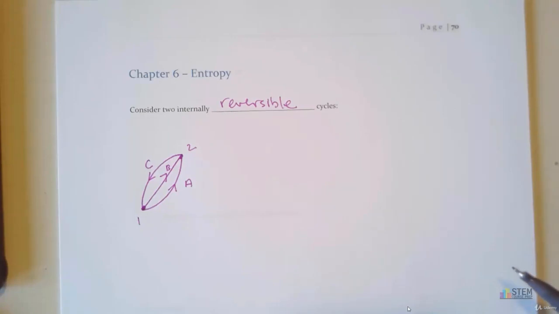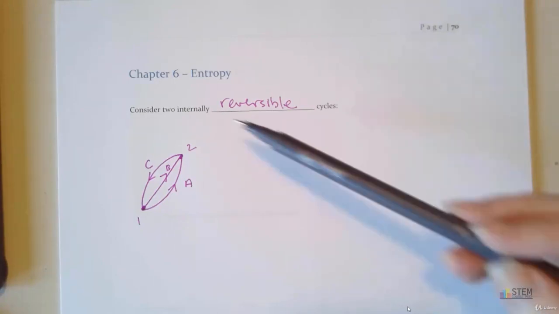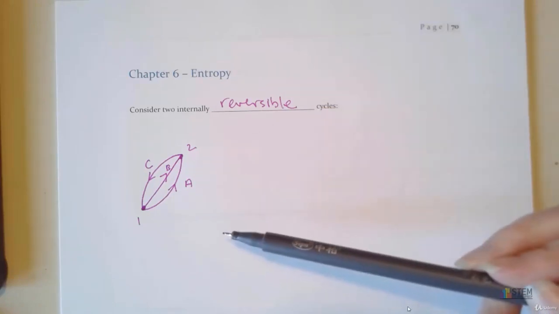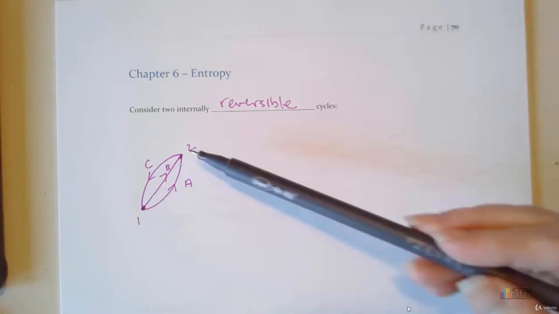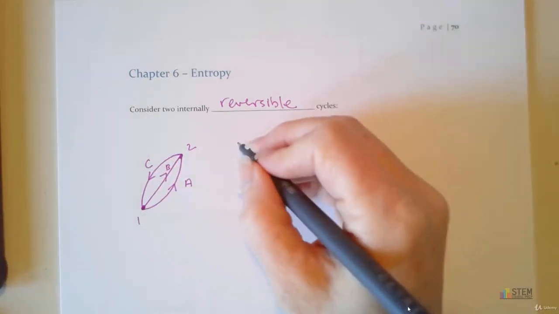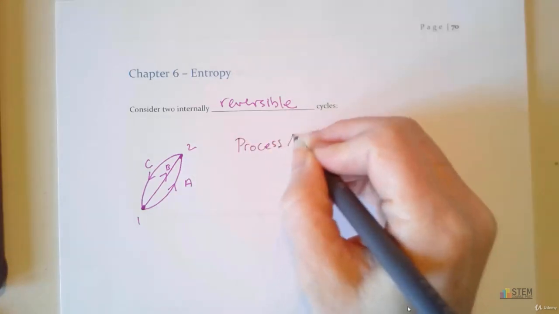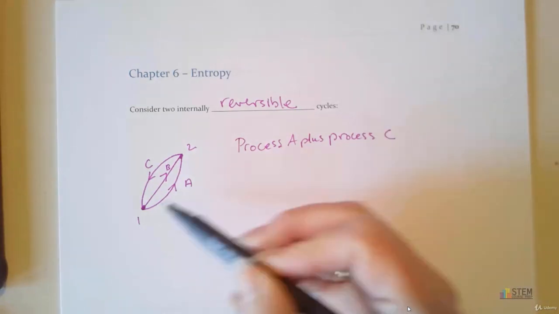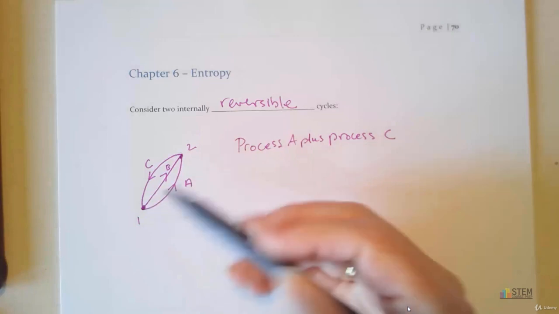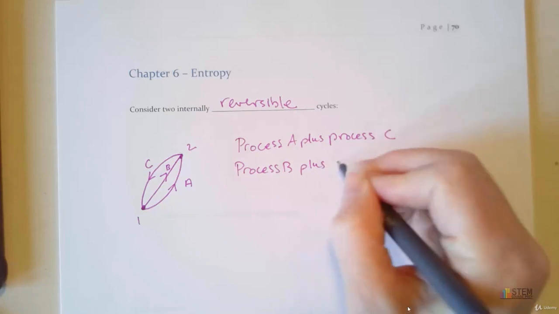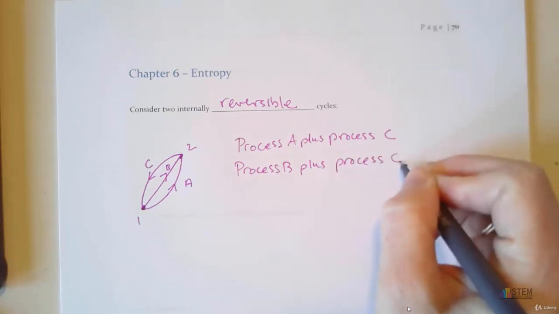law of thermodynamics. Now to get started, we are going to consider two internally reversible cycles, and I've drawn this picture here to show that. So we got state 1, state 2. First cycle, let's say it's this process A plus process C, so that'll be the first one. Alright, so that'll be one cycle. The second one is going to be process B plus C. So now we've got that.